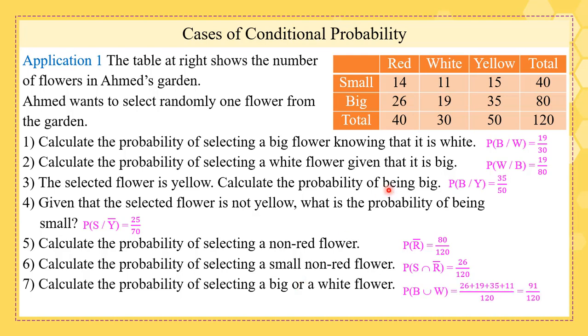So this would be big. We have 26, 19, 35. White, we have 19 and 11. But pay attention, the common elements appear only once. So this would be the answer. I'd like you here to notice, please, that the probability of B given W, which is 19/30, is not the same as the probability of W given B, which is 19/80.